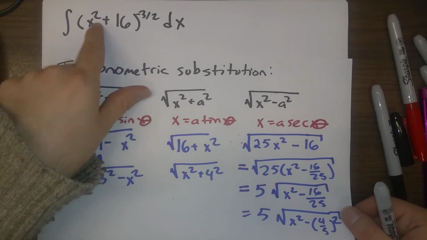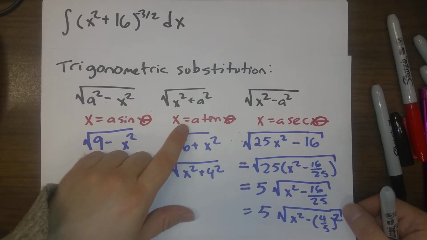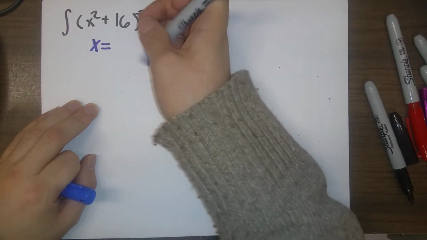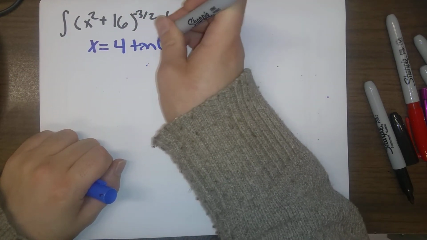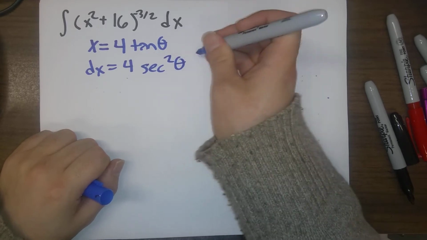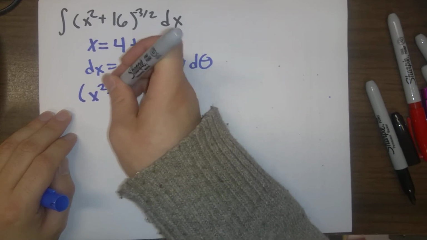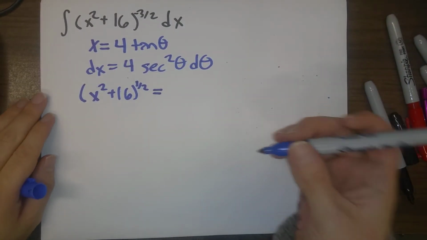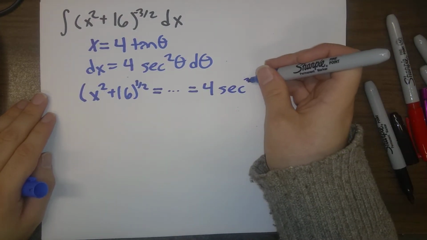Let's say I ask you to integrate x squared plus 16 to the minus 3/2 power. According to this chart, we should be thinking of the substitution that x is equal to, in this case, a is 4, since 4 squared is 16. So x is 4 times tangent theta, and dx is 4 times secant squared theta d theta. When you plug x equals 4 tangent theta into x squared plus 16 to the 1/2 power, after simplifying, this ends up as 4 secant theta.